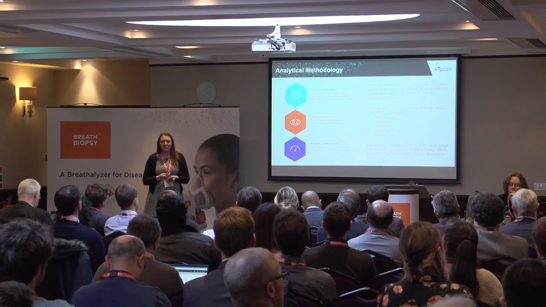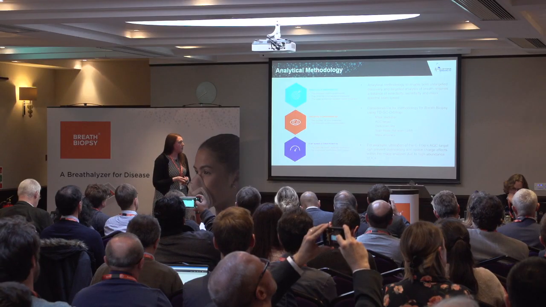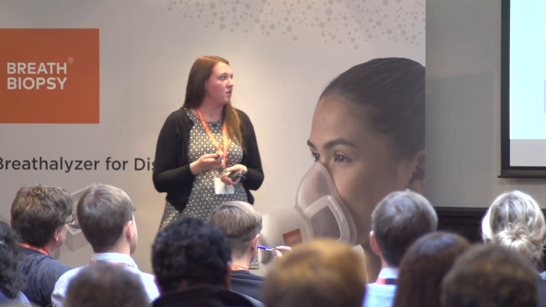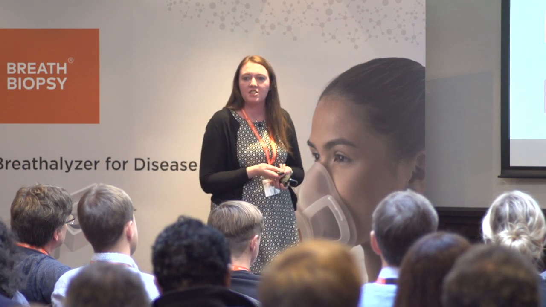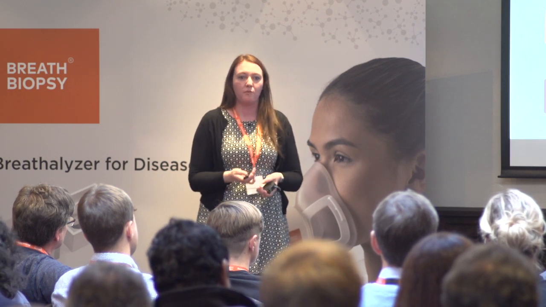So our analytical methodology needs to keep up with these complex samples. When we're producing the methods and the analytical standardized approach, we need to try to balance the requirements of selectivity, sensitivity, and scan speed of our analyzer and detector. So the introduction of the Orbitrap allows us greater control over mass resolution. The AGC target allows us to deal with those high abundance ions and not overwhelm the detector.